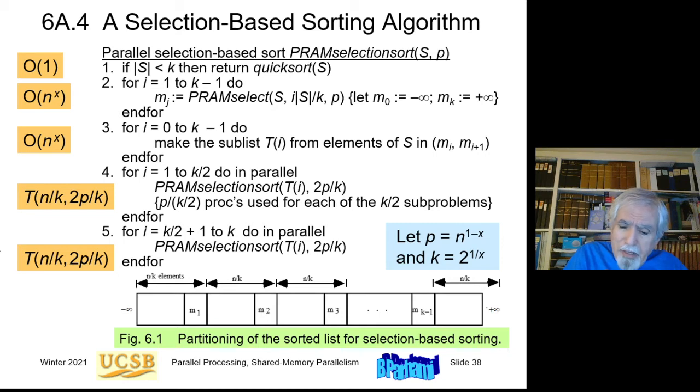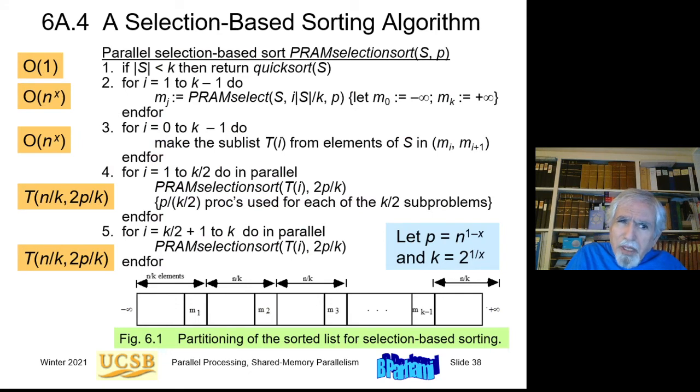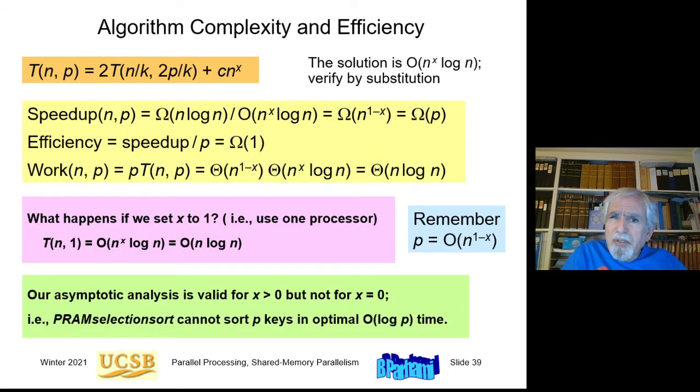Now the recurrence will be the time for sorting the list of size n using p processors. It's 2 times, the reason being that we have two parts: first, solve the first half of the subproblems, then solve the second half of the subproblems. Plus, everything else in the algorithm was order n to the x or smaller. And the solution to this recurrence is order n to the x log n.